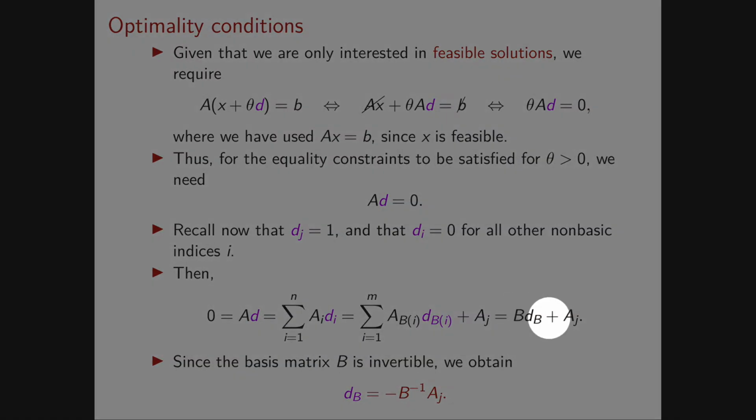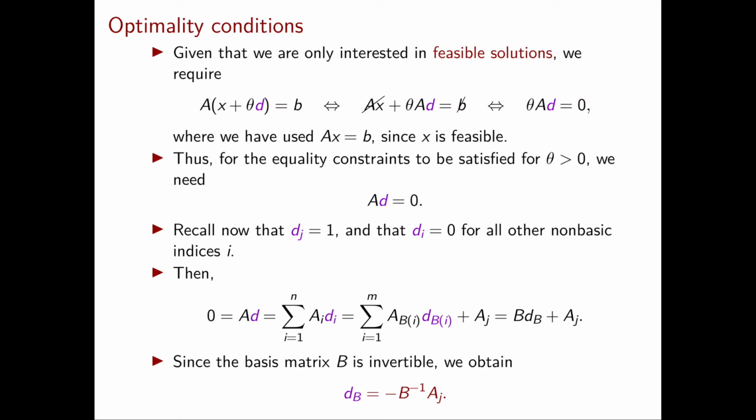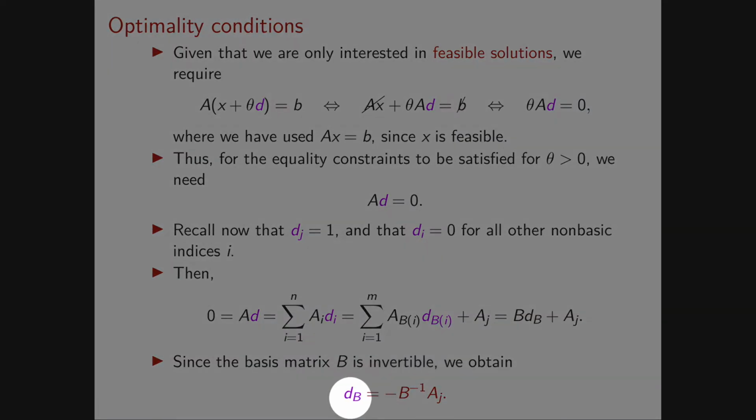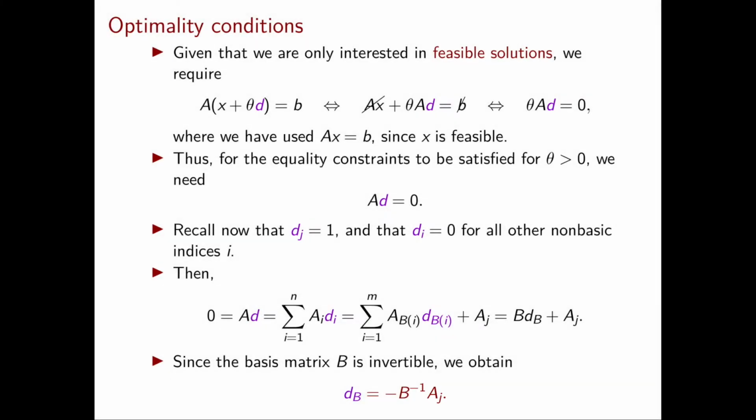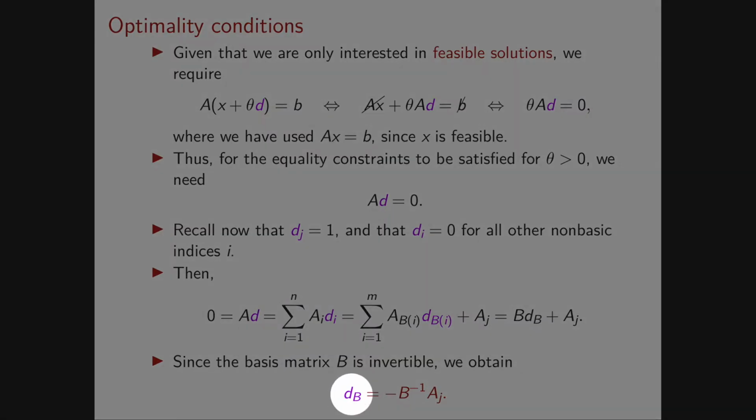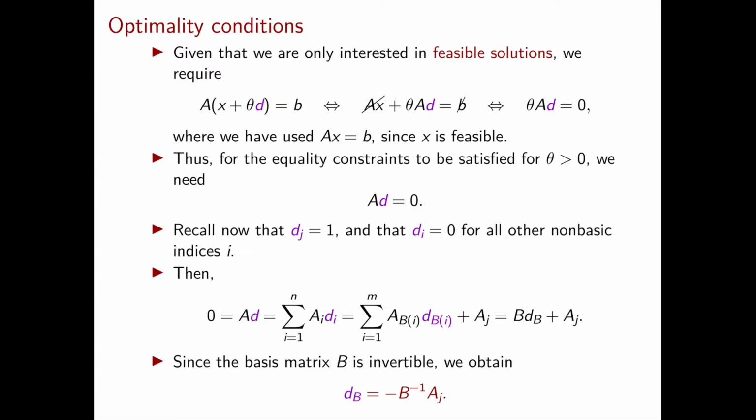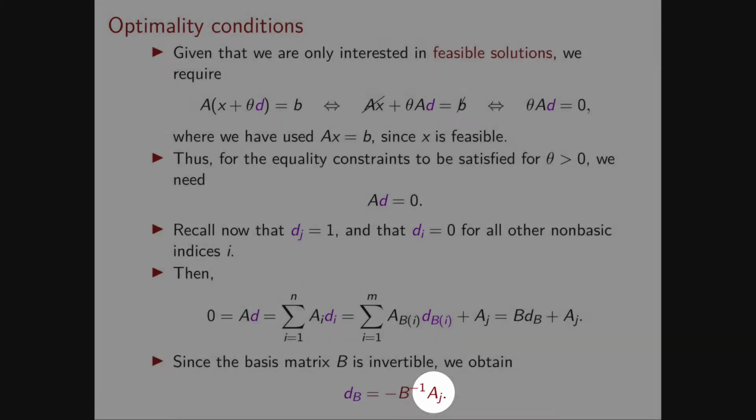So we can multiply this expression on the left by B inverse and obtain that dB is equal to minus B inverse times Aj. And so this expression fully determines the basic components of the vector D. So essentially, so far, what we did is the following. We started from a basic feasible solution. We chose all the non-basic components of the direction D, and we saw that this choice, together with the feasibility of the direction, directly implies that dB should take exactly this form.